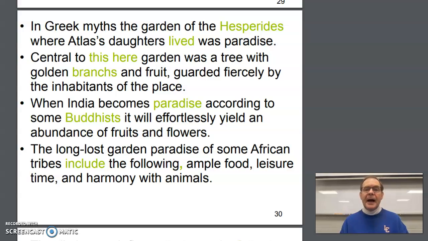When India becomes paradise, comma, according to some Buddhists, comma, it will effortlessly yield an abundance of fruits and flowers. The long-lost garden paradise of some African tribes, well, paradise is our subject. What does paradise do? Paradise includes, I-N-C-L-U-D-E-S, the following. And after we have that expression, the following, we have a colon. Ample food, leisure time, and harmony with animals.